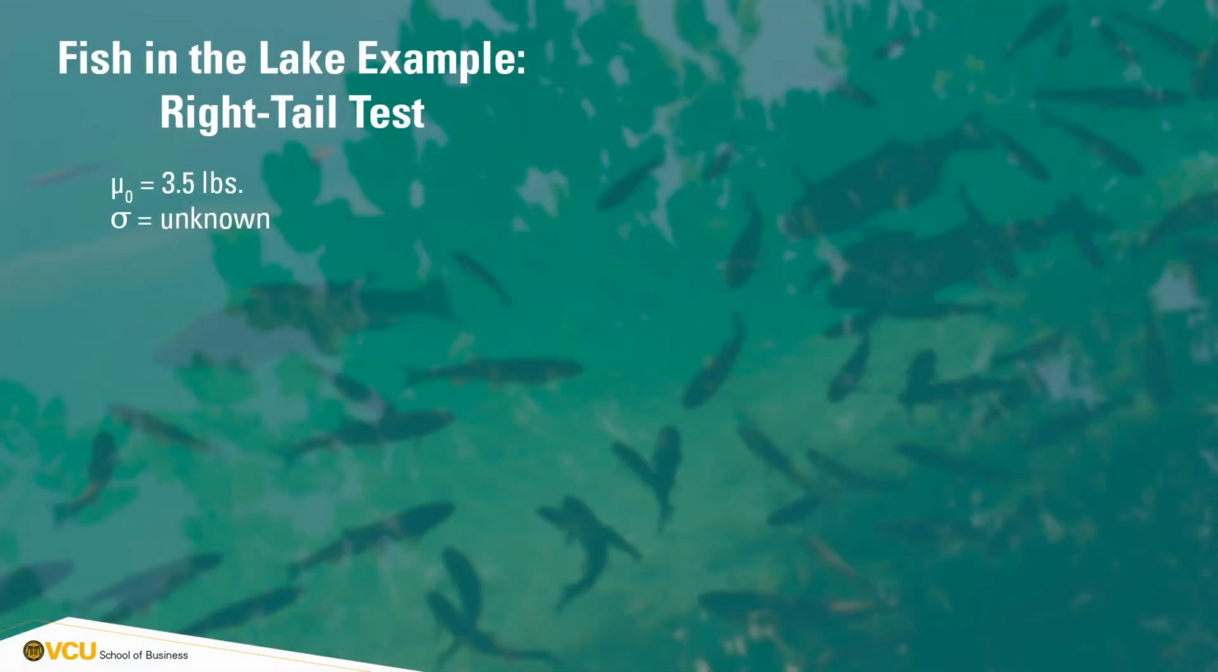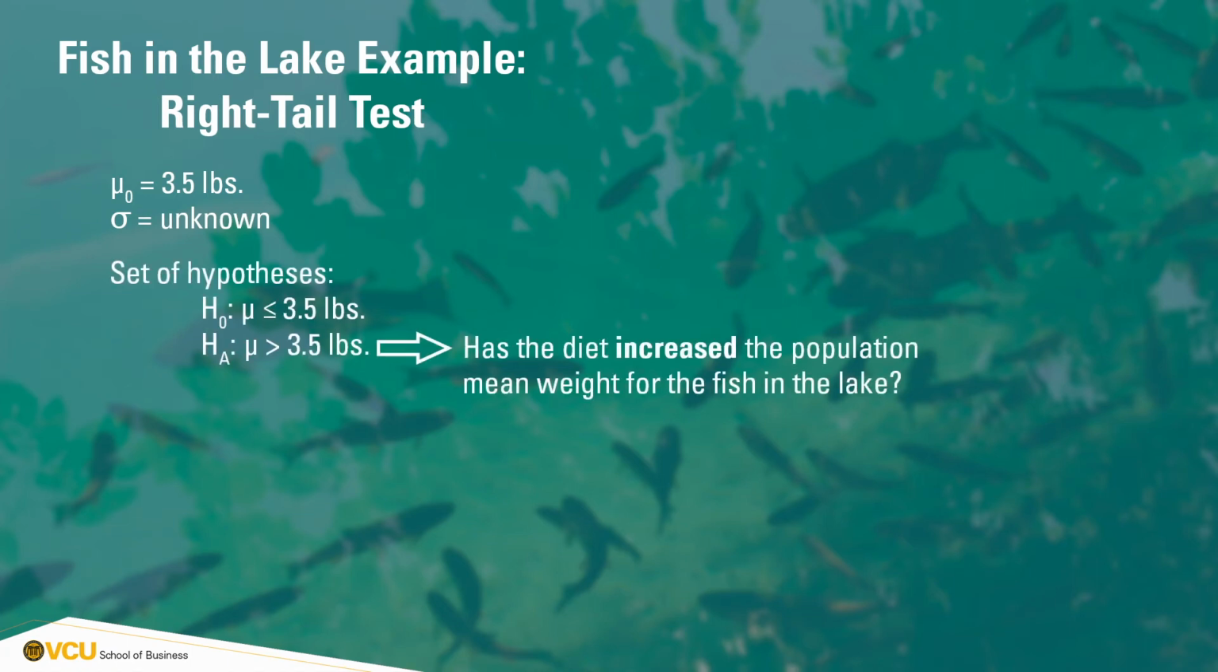was known. So, let's go back to the fish in the lake example, this time with the condition that sigma is unknown, and ask the question, has the diet increased the population mean weight of the fish in the lake? Again, the null hypothesis contains all the outcomes in which the population mean weight has not increased. So the inequality on the null hypothesis must read less than or equal to. Whereas the alternative hypothesis contains all the outcomes in which the population mean weight has increased. So the inequality on the alternative hypothesis must read greater than.